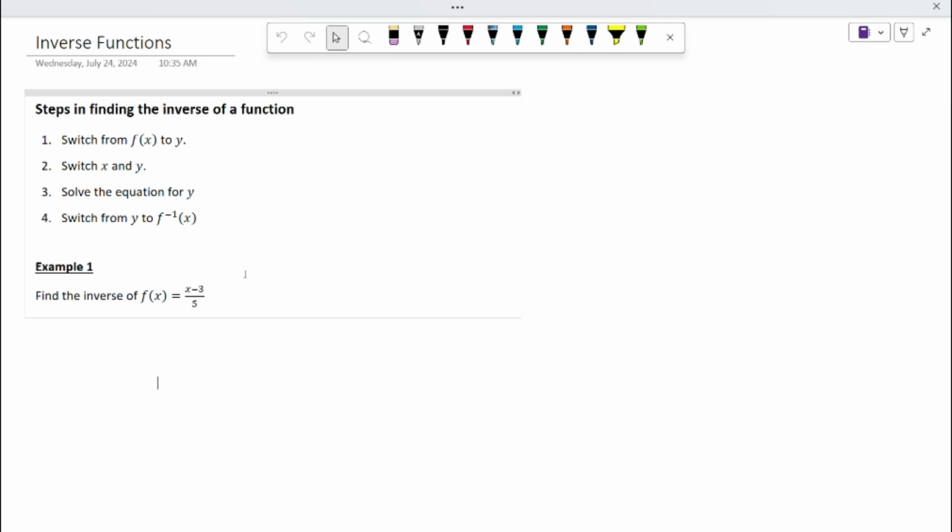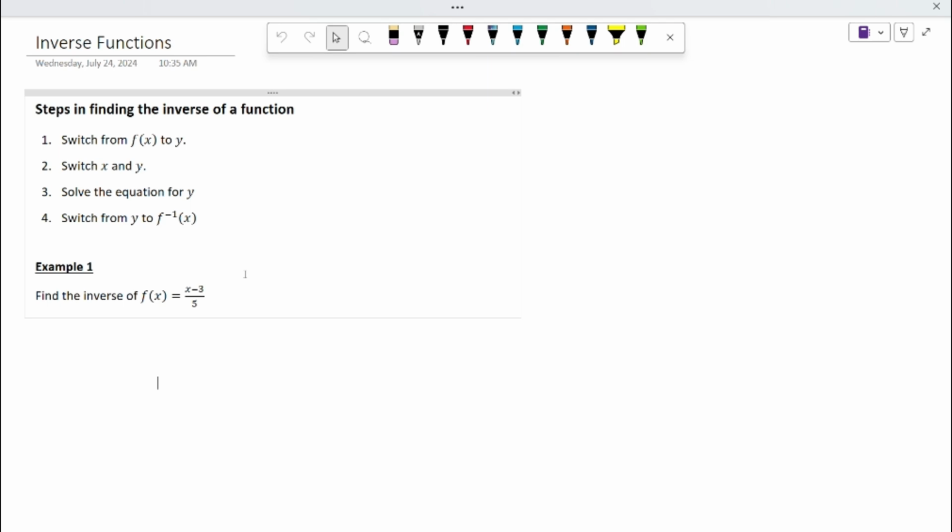I have 4 steps. So the first step for us is to switch from f of x to y. So we'll be given a function f of x equals something in terms of x, like 3x squared plus 5x plus 9 or something like that. So our first step would be switching from f of x to y. So we would say y equals blah blah.